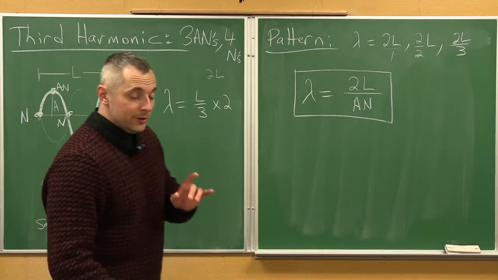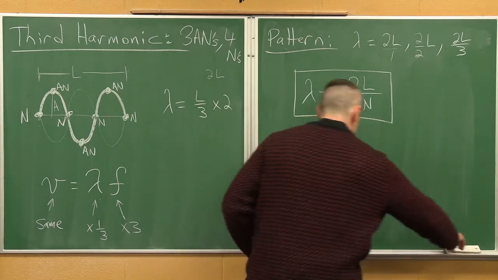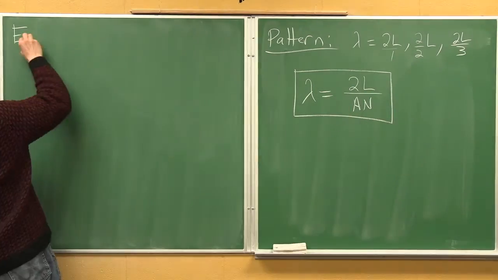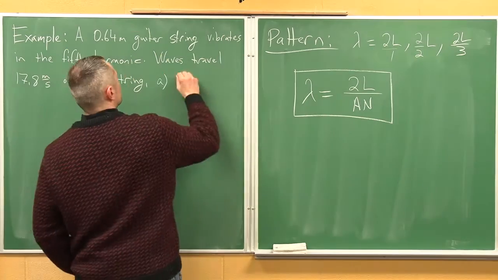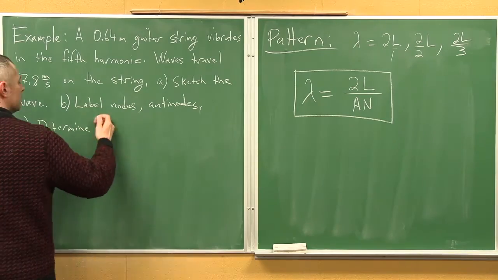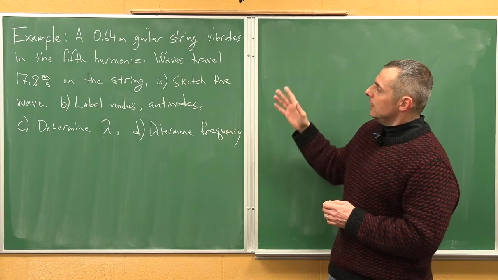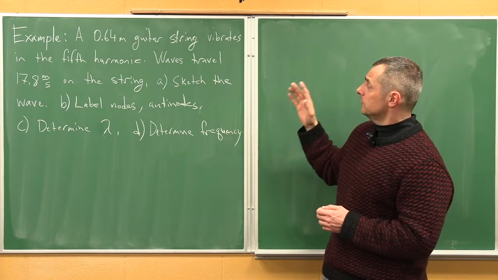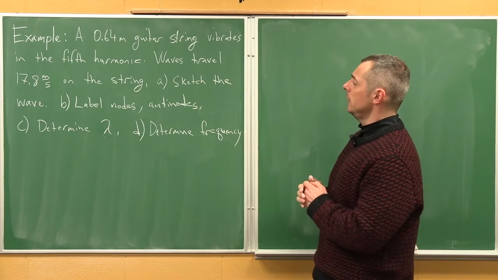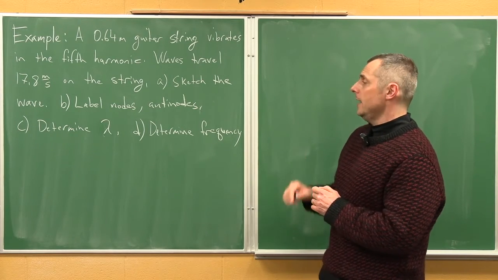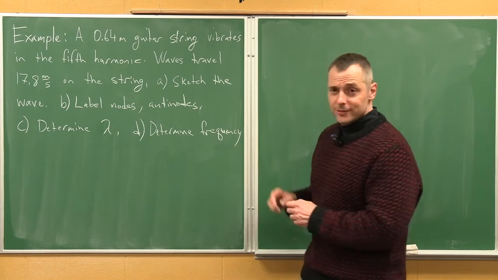All right, what I want to do before we finish for today is an example. So hold on, bear with me. Okay, here's the problem. We've got a 0.64 meter long guitar string vibrating in the fifth harmonic. Waves travel at 17.8 meters per second on the string. Sketch the wave, part A. B, label the nodes and antinodes. C, determine the wavelength. And D, determine the frequency.